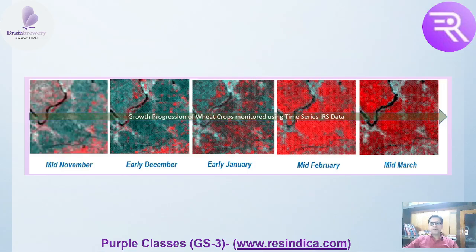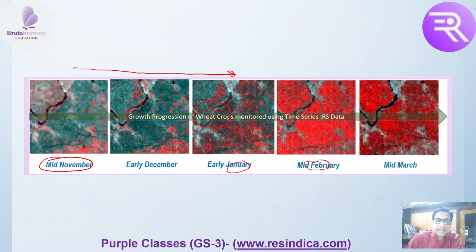of wheat crop monitored using time series data. So in mid November, slowly this wheat crop is being sown. In early December you can see the reddish color is getting increased. In early January this reddish color is increasing more. Mid February again, and then mid March. So you can see how the wheat crop is getting disseminated.